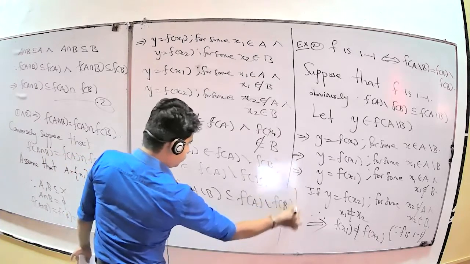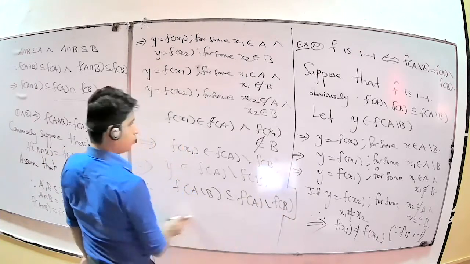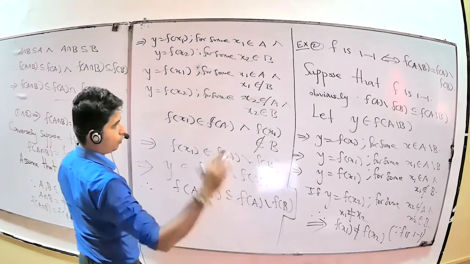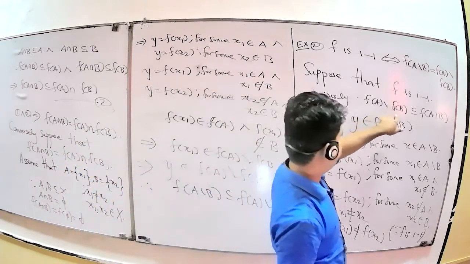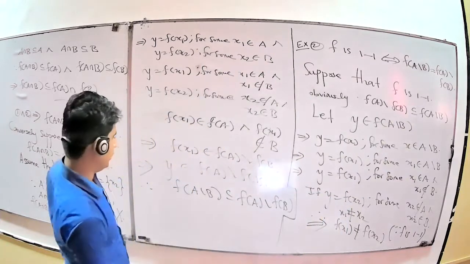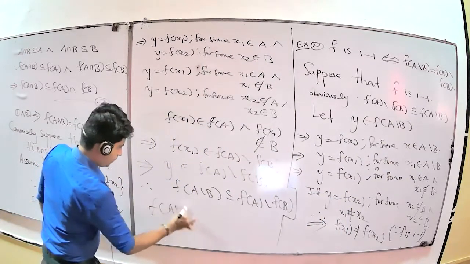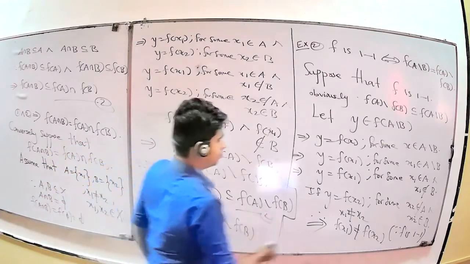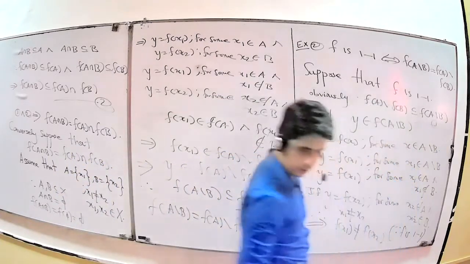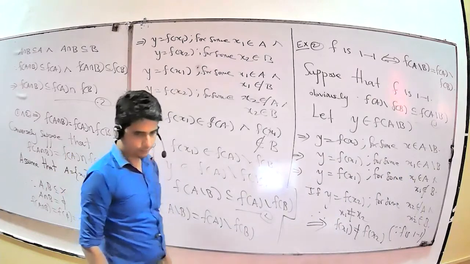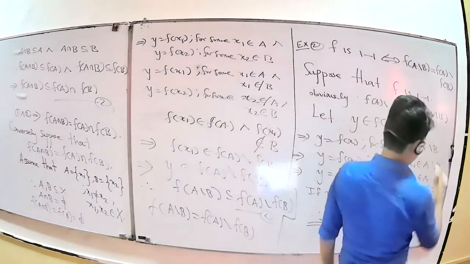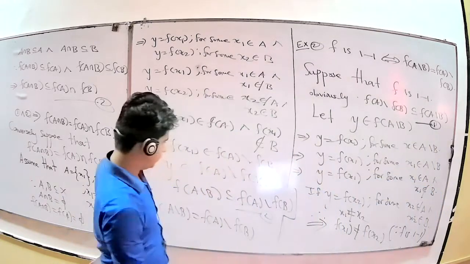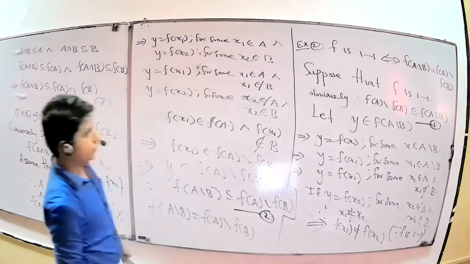We use the additional condition, the one to one condition, to prove that f of A minus B is a subset of f of A minus f of B. We already proved that f of A minus f of B is a subset of f of A minus B. From both you will get f of A minus B equal f of A minus f of B. It is your first one, it is your second one. From both you will get the equal sign.